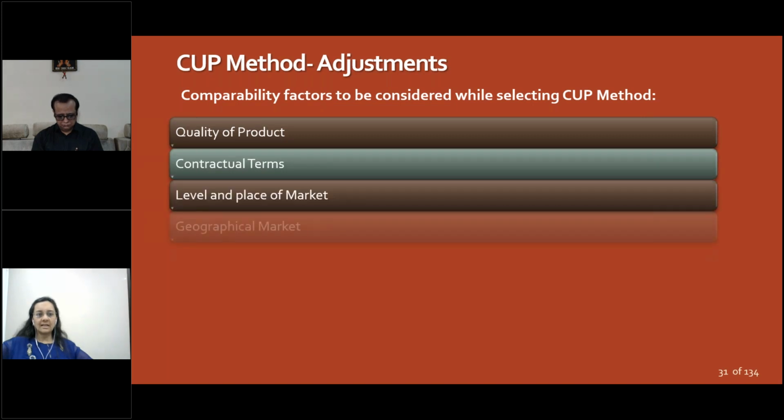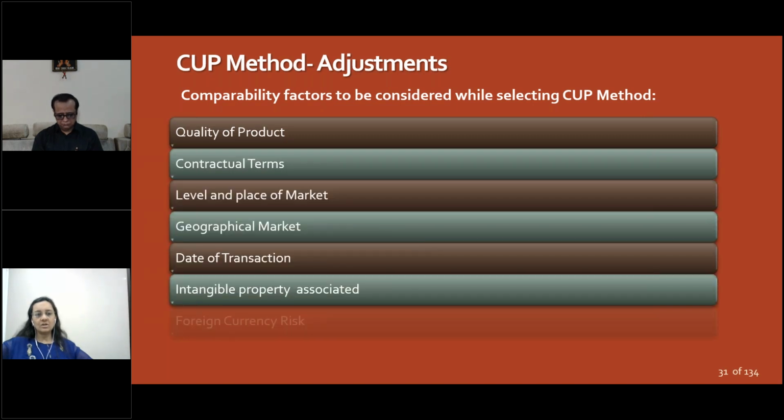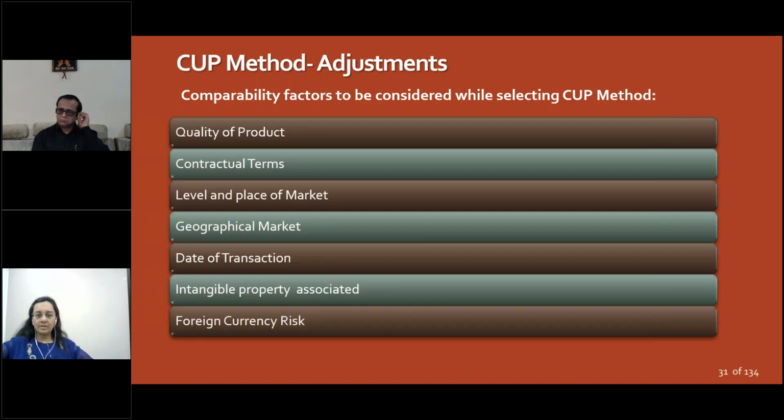Now, what are those things that can be looked at for adjustment? Quality of the product, which we've just discussed, contractual terms, CIF, FOB, credit periods, level and place of market. Again, in comparability, I've discussed this, whether you are in a monopoly market or oligopoly market, whether you have purchasing power, whether you have buying power, how developed your market is, what your geographical market is. Can you adjust for it?